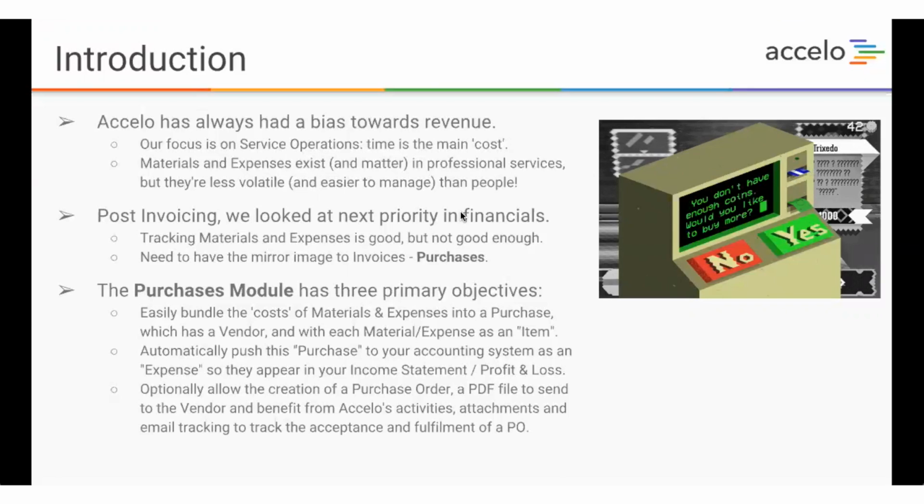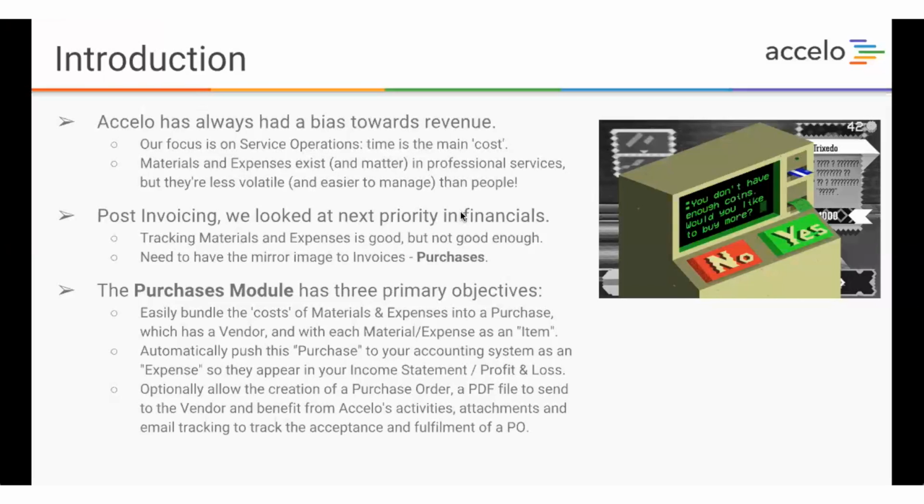We also want to optionally make it possible for folks to create a purchase order. So a purchase can exist without being turned into a purchase order, without publishing a PDF. But if you want to, you can take this purchase and turn it into a PDF and send it across to the vendor. And the benefit of this is that then you can have all of the other things in Excello that you're able to use and benefit from, like activities and attachments and automatic email tracking, to track the acceptance and fulfillment of a purchase order. So they're the three things.